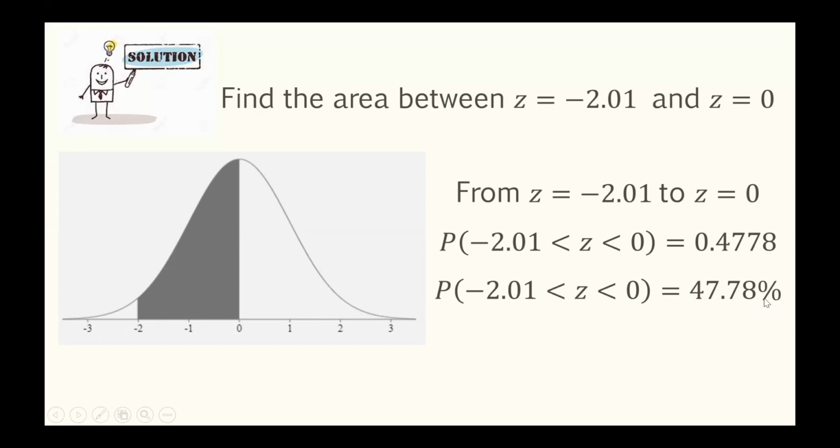Thus, the area between z equals negative 2.01 and z equals 0 is 47.78%. Again, take note, if we have the given z as a negative number, just omit the negative sign and then consider the z-score. In this item, just find in the standard normal table for z the area of z equals 2.01.